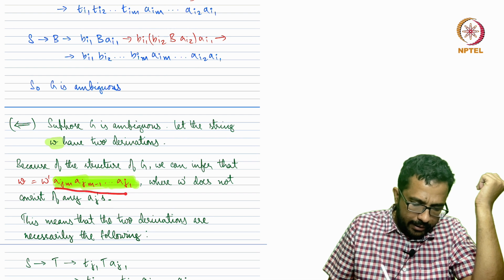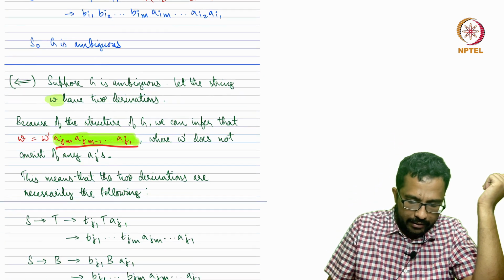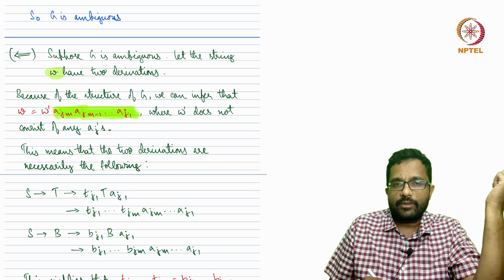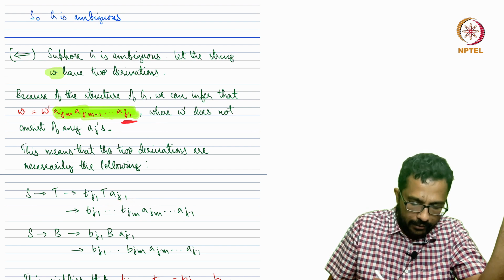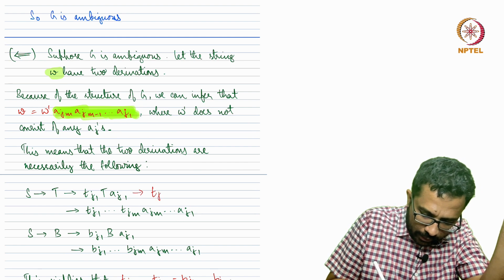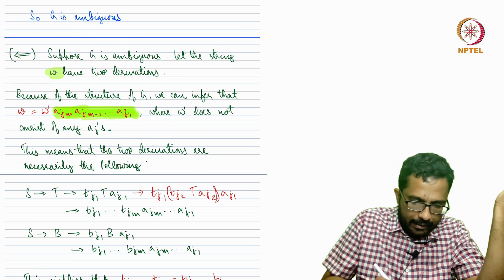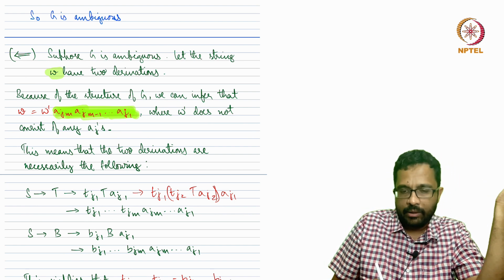Now, W is derived ambiguously, so because of the structure of the grammar, there are only two possibilities for producing this string. One is that S gives T and T gives Tj1 T Aj1, because Aj1 has to be at the end. So the first derivation has to be this, and then Tj1 Tj2 T Aj2 Aj1, where this has to be the next derivation and so on. Finally, we get this string Tj1 up to Tjm followed by Ajm up to Aj1.